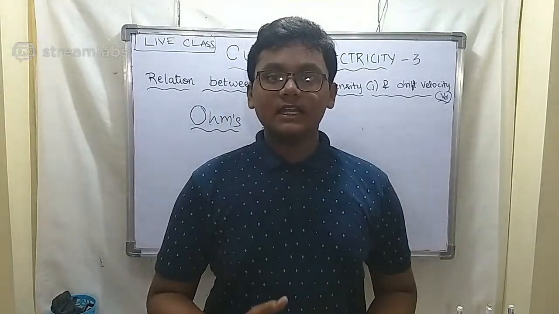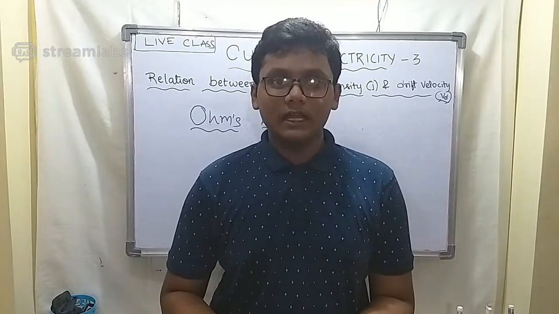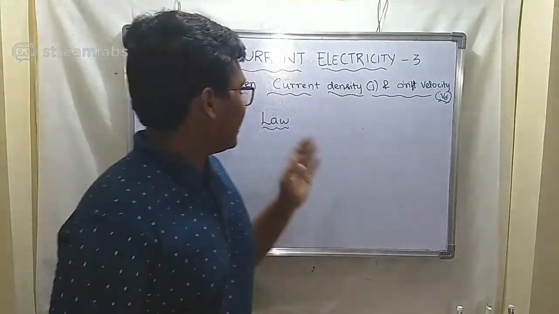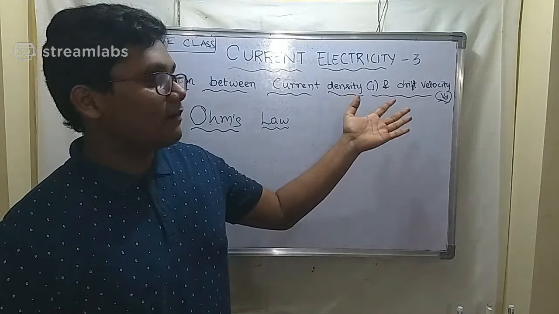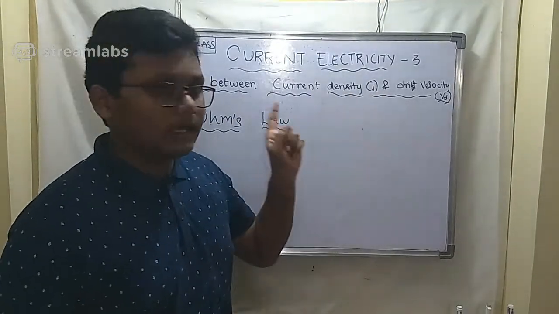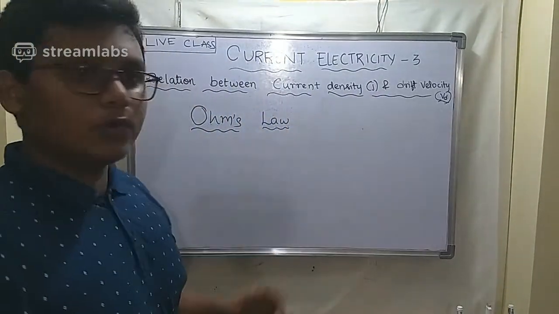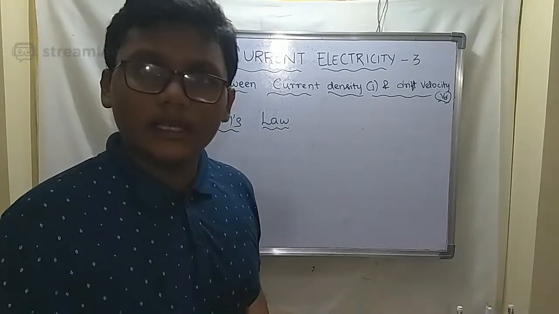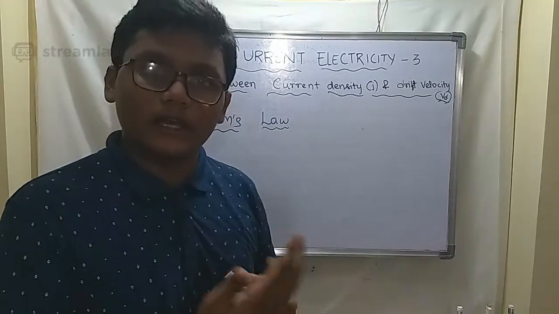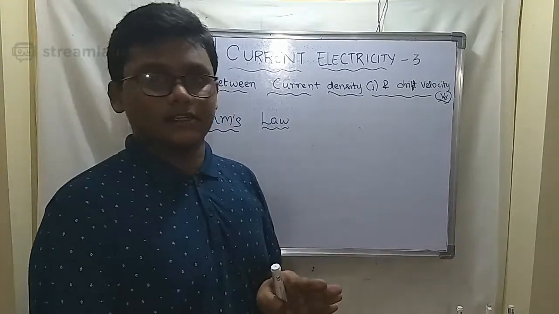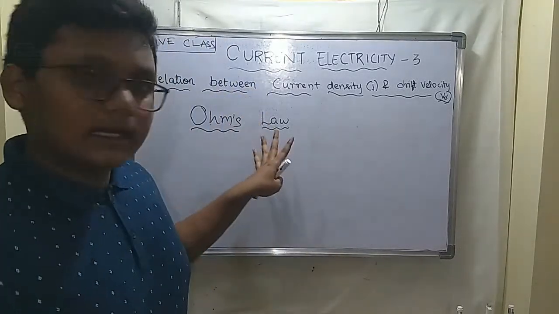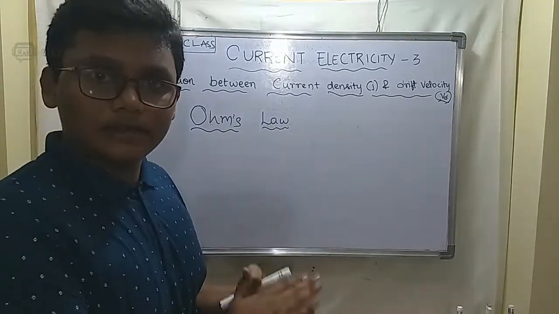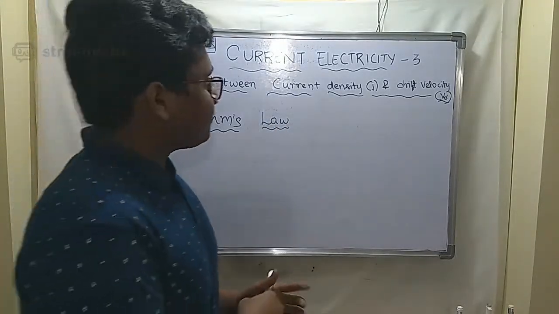In the last session, current electricity part 2, we'll recall that now. Today I'll explain the relation between current density and drift velocity, which we have left out. Next is Ohm's law. In Ohm's law, the graphs come at the end, and we'll discuss those graphs with the slopes and all in the next session. Now, up to conductivity, that is conductance, we'll talk about that.